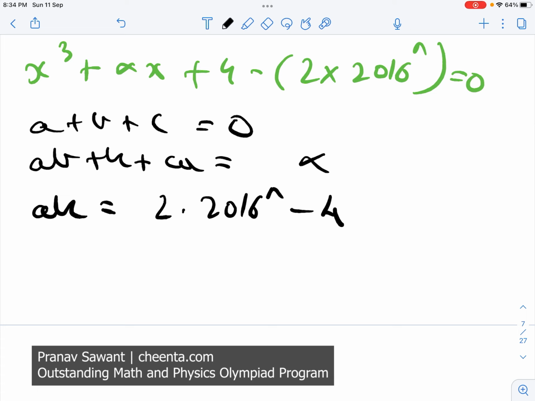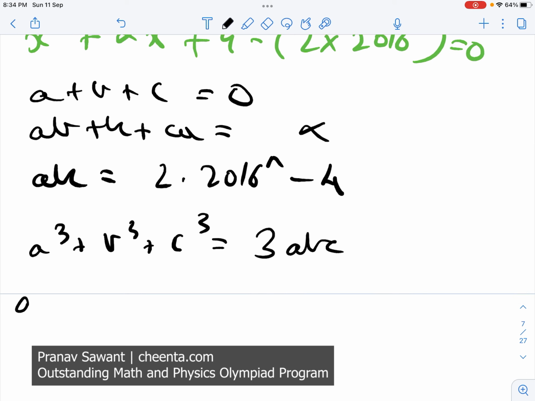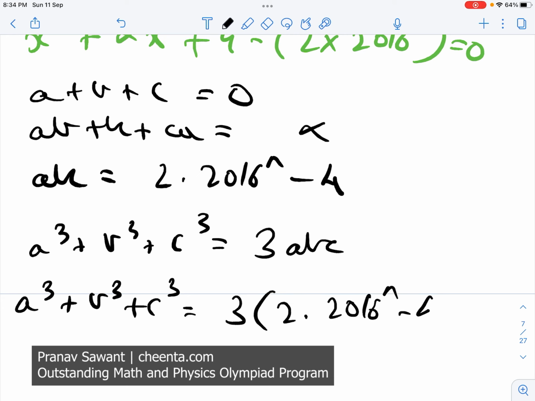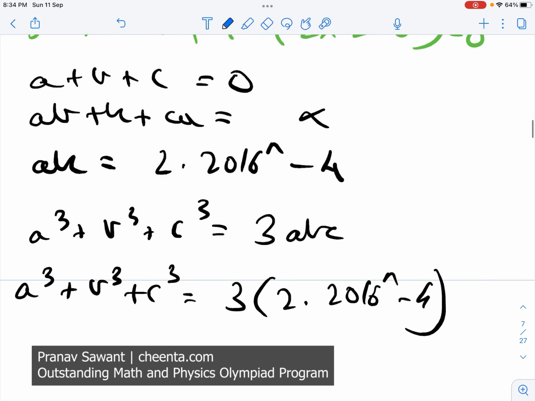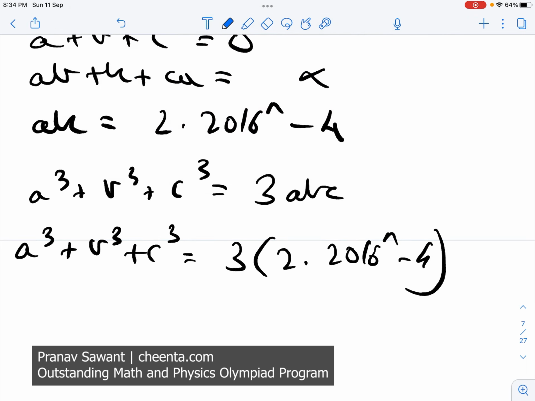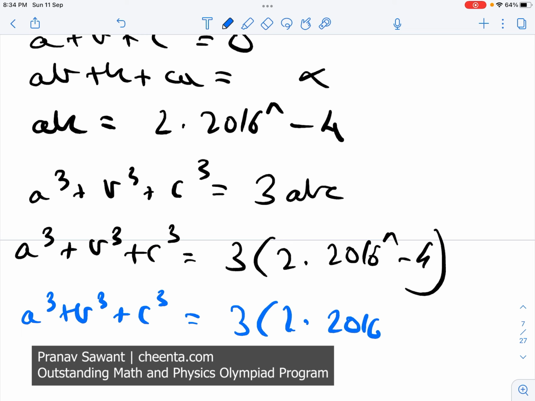Okay. Now how can we work with this? Now when a plus b plus c is equal to 0, a cube plus b cube plus c cube is equal to 3abc, and this is a pretty known result in elementary algebra. And so then basically I can write a cube plus b cube plus c cube as 3 times 2 times 2016 raised to the power n minus 4. Okay, now that we've gotten up till here, I can just take mod 7 on both sides. So a cube plus b cube plus c cube mod 7 will be equal to 3 times 2 times 2016 raised to the power n minus 4 mod 7.